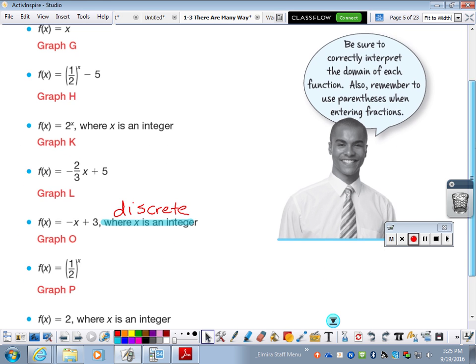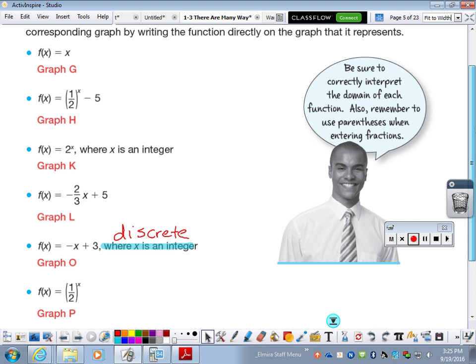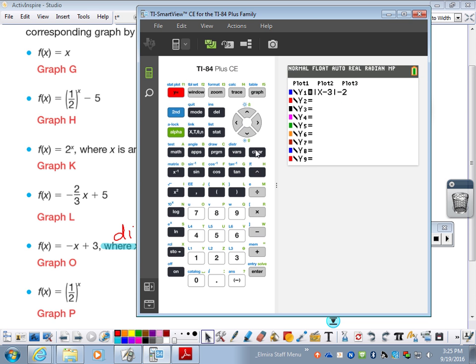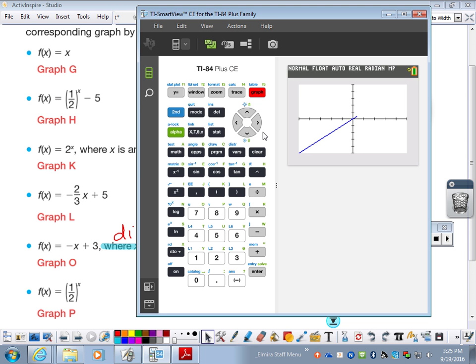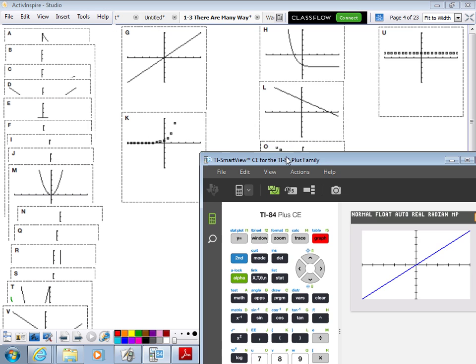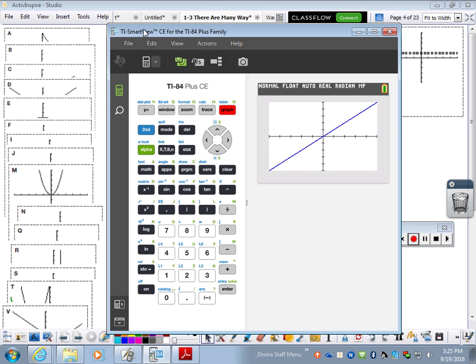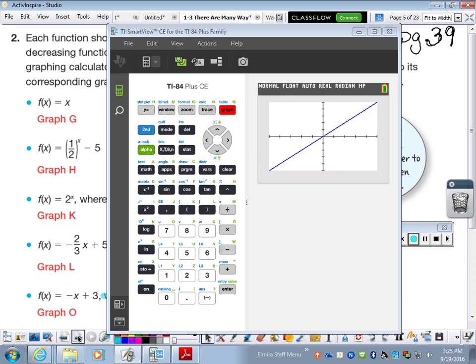Then we went in and typed things into the calculator to match the graphs. So these are the equations that make all those graphs. For example, I could go into my calculator, go into my y equals menu, and type x. For f of x equals x, that's the same thing as y equals x. So I can hit graph, and I would get that picture. And that's the same as graph G. That's what we were doing in that section of your book.